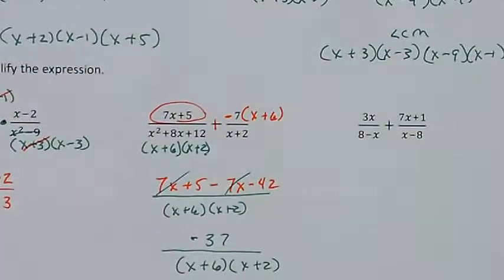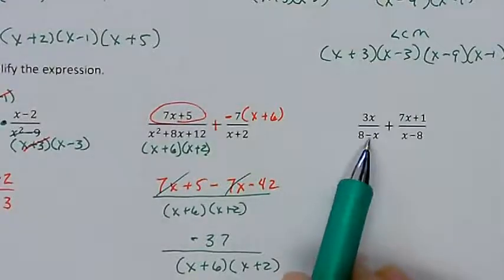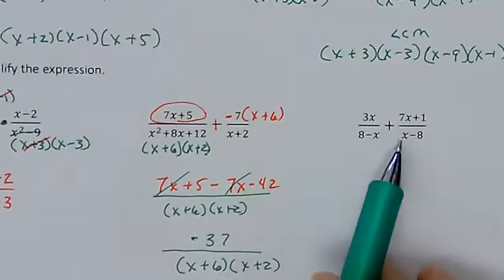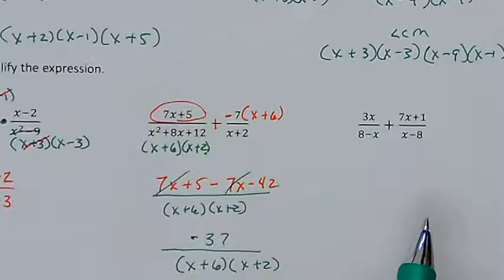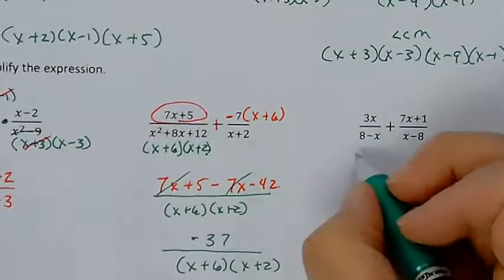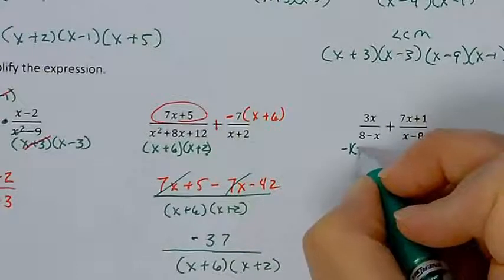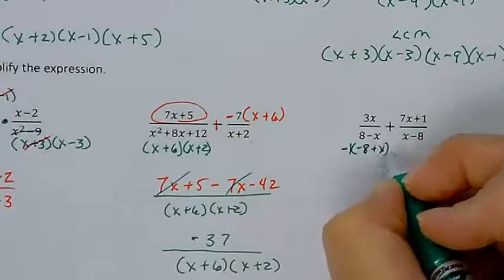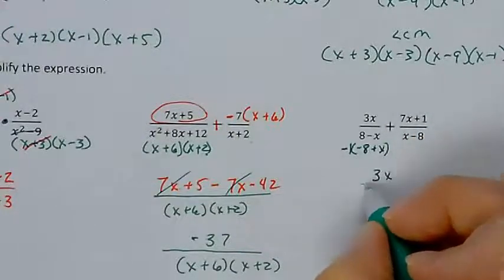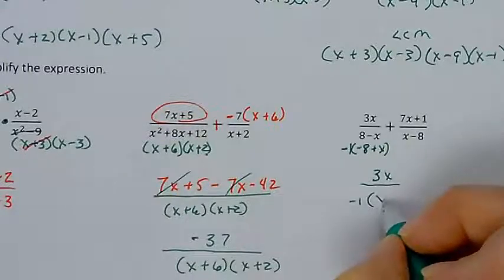Okay, let's look at the last one. This one looks interesting because the denominators already look the same, except for this one is positive x, negative 8, and this one is negative x, positive 8. So in order to make those look alike, I'm going to take out a -1 from this one, and I'll be left with -8 plus x. Or I could write it like this: -1 times positive x, minus 8.